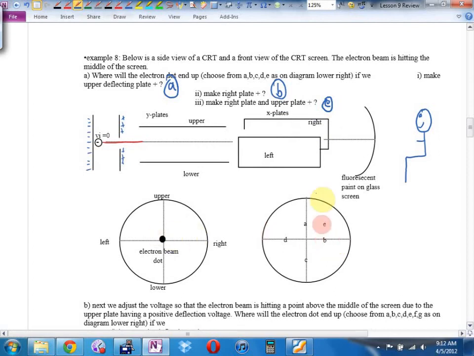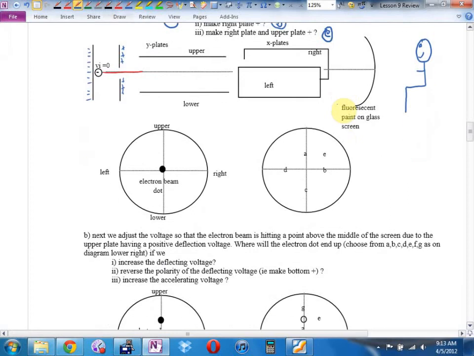This last one, if we charged this positive, it would get yanked up as it came through here, and yanked to the right, so it would get yanked up and to the right, to location E. Okay? Try a little bit more.